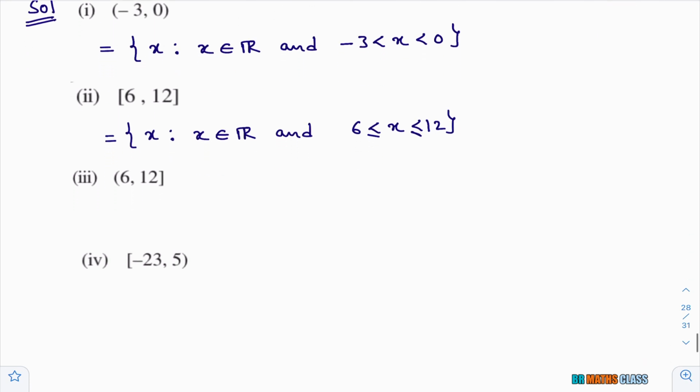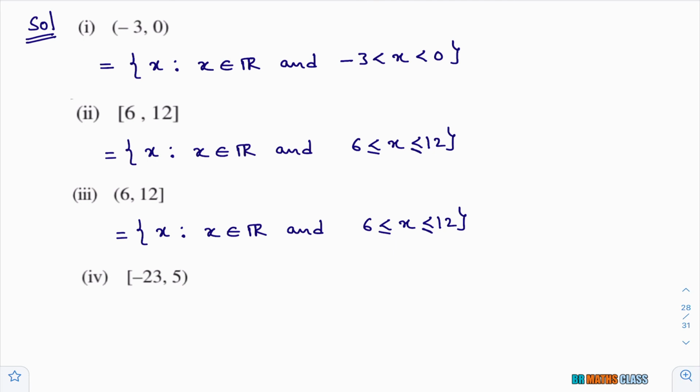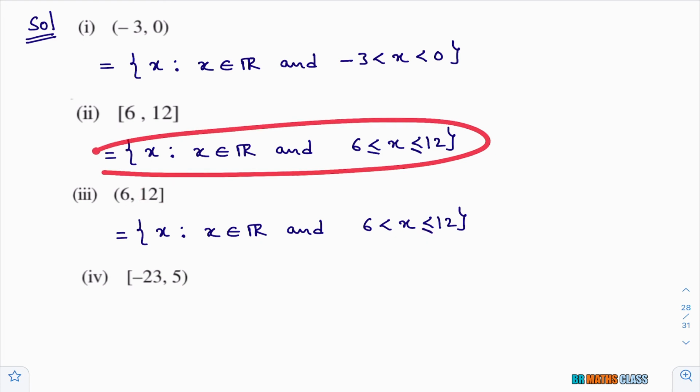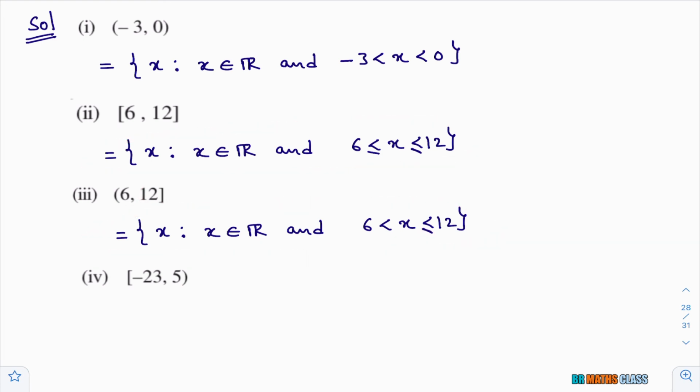Third bit, you see, second bit and third bit seem a little similar, but variation is there. How to write this interval in set builder form? X such that x is a real number. You look here, open interval is there. Open interval means strictly less than. Here closed interval is there. Closed interval means less than or equal to. Please observe the difference between this and this, then you will get the clarity. Right. So I hope you understand. These are very easy bits. Very easy. Right. Okay.